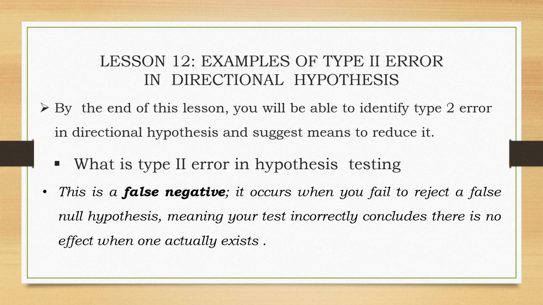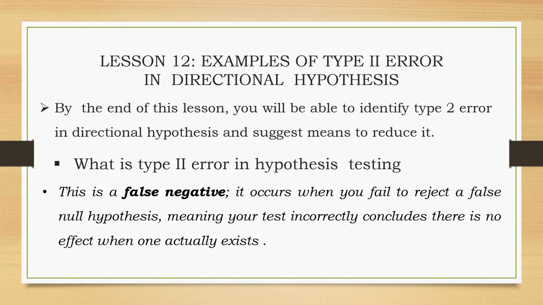We are meeting again in lesson number 12, which is about identification of type 2 error in directional hypothesis. By the end of this lesson, you'll be able to identify type 2 error in directional hypothesis, and you could also suggest some means to reduce such type of errors.